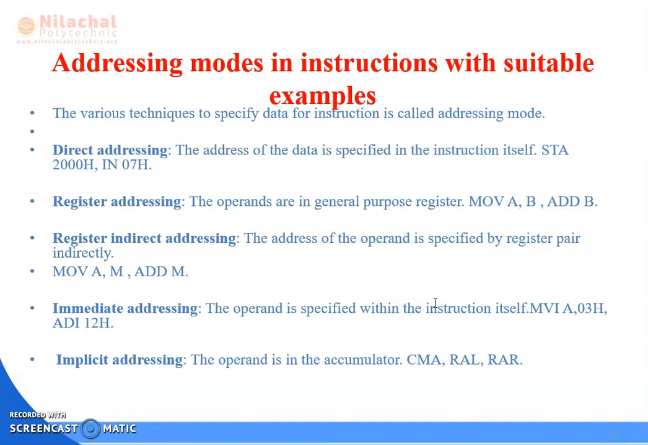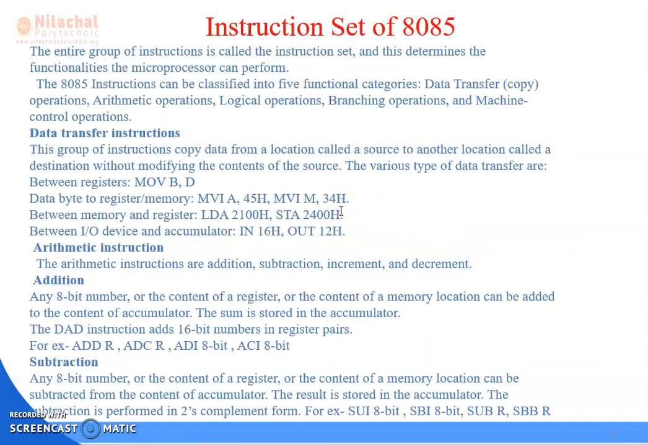Next is implicit addressing mode. The operand is in the accumulator. CMA means complement the content of accumulator. RAL means rotate the accumulator left. Next, RAR means rotate the accumulator right. That means here the operand is present in the accumulator in implicit addressing mode. So these are the various types of addressing modes in the 8085 microprocessor.